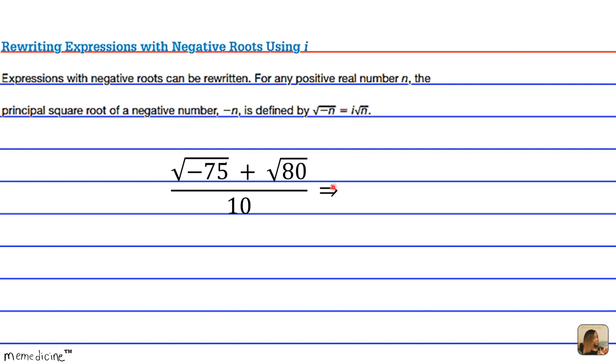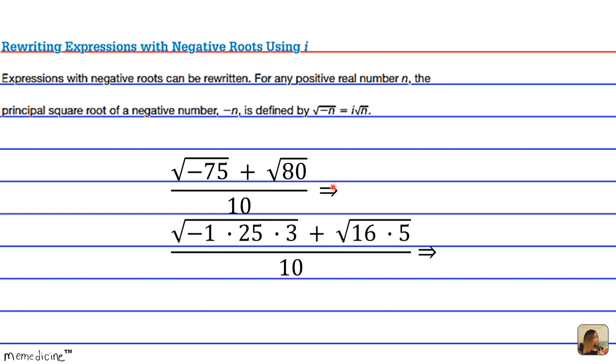So let's start simplifying. First, in order to simplify, we're going to factor. So we extract our -1, because we're going to later simplify in terms of i, times 25 times 3. So we further factored 75 because it has a perfect square, so we can factor that out. And we also broke down 80 in terms of its perfect square and 5. So further simplification will yield 5i.